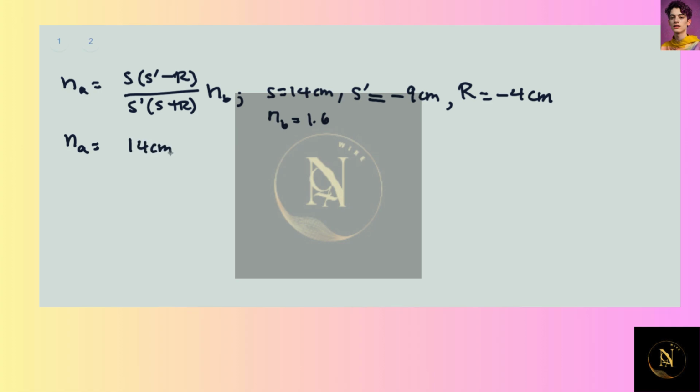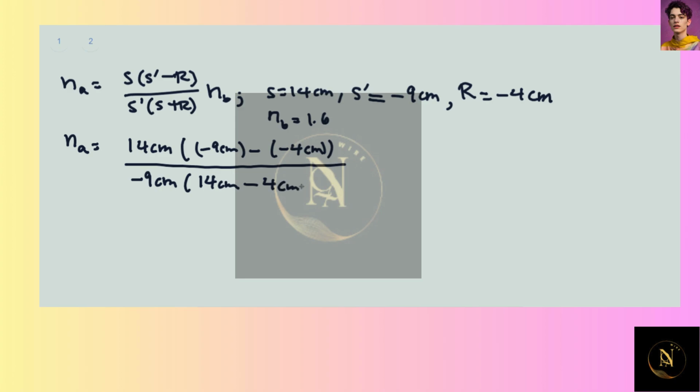So I'm just going to simply substitute. So that's minus 9 centimeters, that's minus 4 centimeters divided by minus 9 centimeters times 14 centimeters minus 4 centimeters, and all of this times 1.6, and that should give me 1.24, and that is the index of refraction of the liquid.